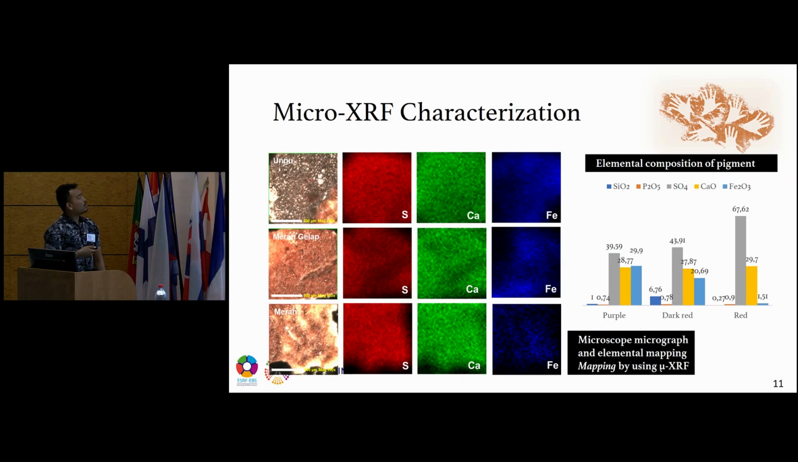And then this one is the micro-XRF characterization. This one is the elemental composition of the pigment. We could see that the hematite in the purple pigment is higher than in the other pigments. And in the characterization by elemental mapping using micro-XRF, we could see the iron is located entirely in the brownish part of the sample. The brownish part means the pigment, and the brighter one is the rock. So the iron is only located in the brownish part, meaning that the XRD finding, that hematite is the coloring agent, is true. It is already confirmed by the micro-XRF characterization.